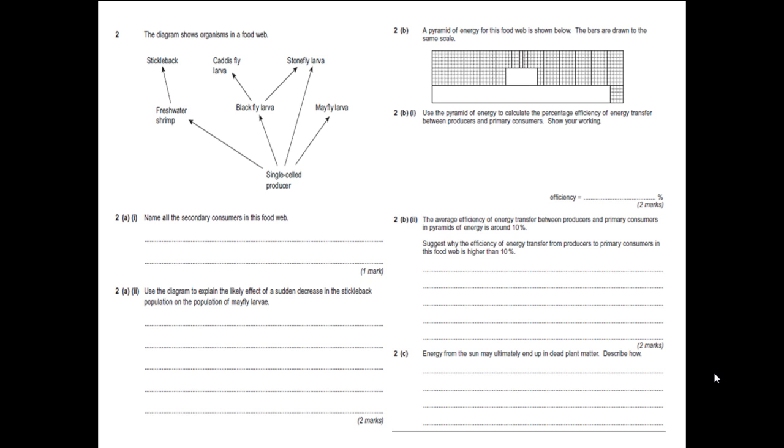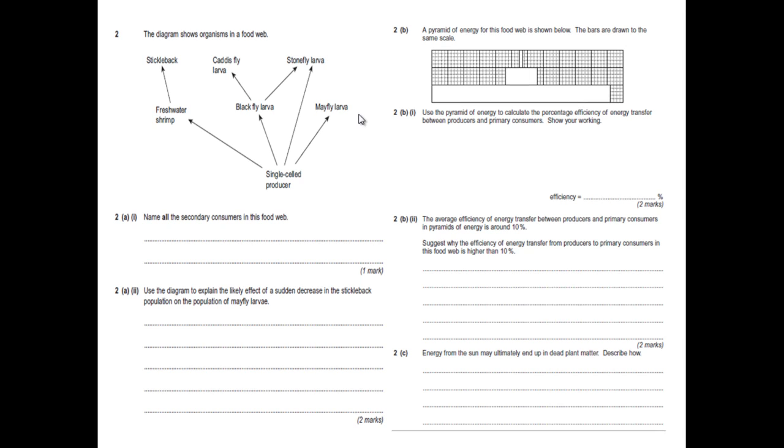So the first one, the diagram shows the organisms in the food web. Name all the secondary consumers in the food web. So this is our producer. These first ones are therefore our primary consumers, and so therefore you're looking at the secondary consumers, so it's the stickleback, the caddisfly larvae and the stonefly larvae. You need to name all of them in order to get the mark.